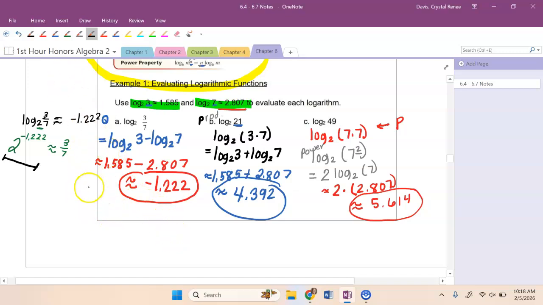Same thing here. Is 2 to the 4.392, and remember these are rounded, so it'll be a little bit off, is that about equal to 21? Is 2 to the 5.614 power about equal to 49? You should find that in fact, yes, that does work out. So you can always double check these if you'd like.